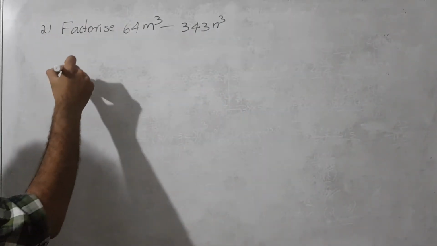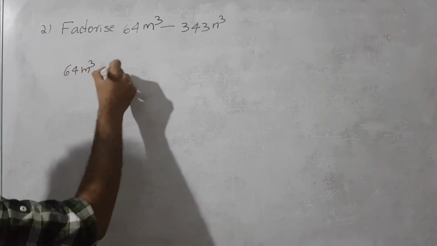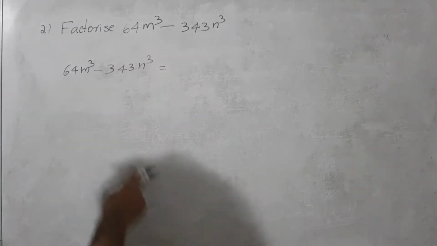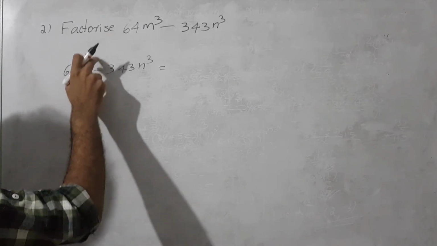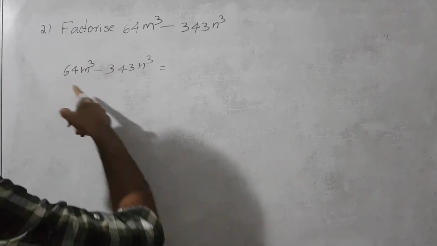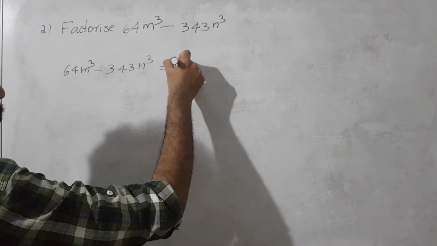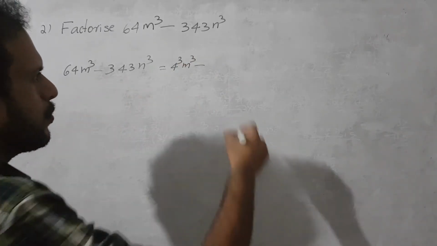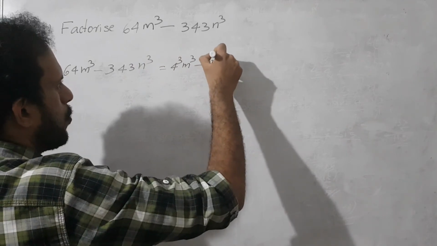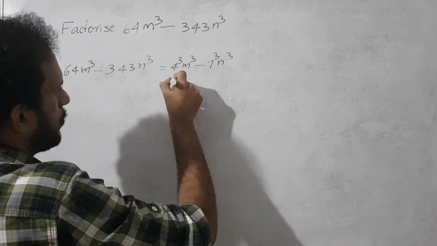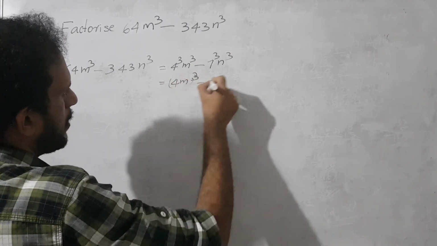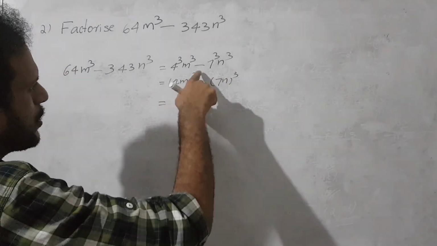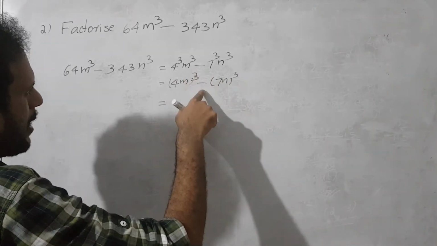How do we start? We start like this: 64m cube minus 343n cube is equal to, converting the first term completely into the form of cube, 64 is the cube of 4, so 4 cube m cube, minus 343 is the cube of 7. You know how to find the cube, am I right? 7 cube n cube is equal to 4m whole cube minus 7n whole cube. This is the form of x cube minus y cube.